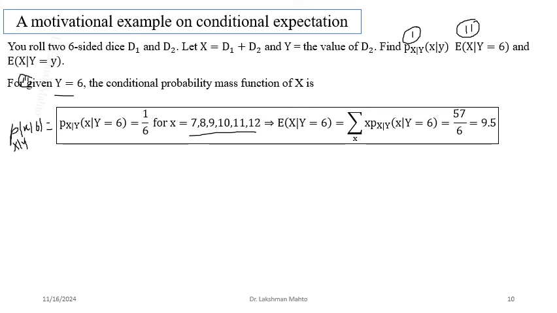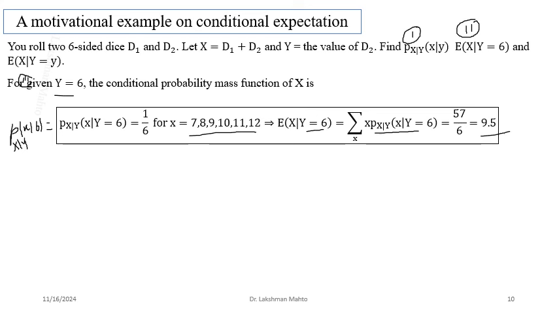Correspondingly, we will compute the expectation of x, but here the expectation of x in a conditional manner, expectation of x given 6, conditioned on 6. Here the probability mass function that comes is not the probability mass function of x, but the conditional probability mass function of x, because of this conditioning. So we multiply x into the conditional probability mass function of x. Right now, don't worry about how that is coming. All these values are given here: 1/6 and the sum of all these. If you simplify, the value comes to 9.5.